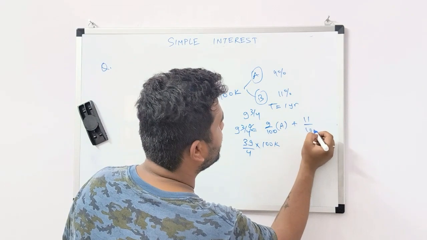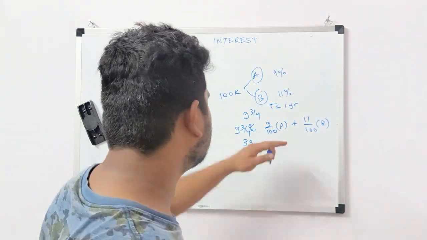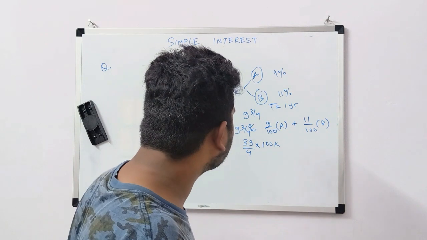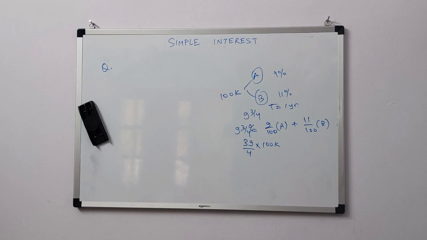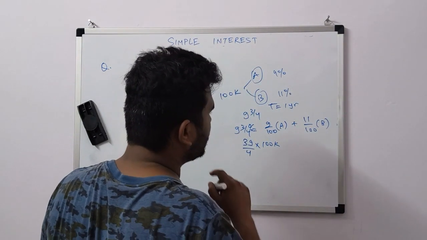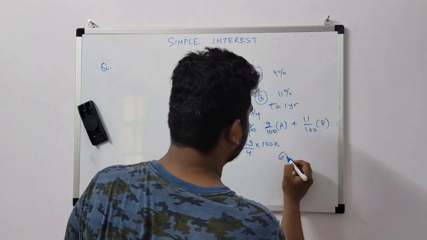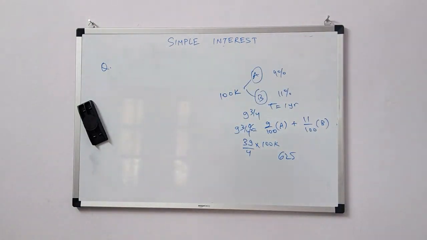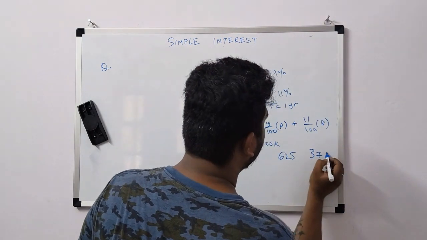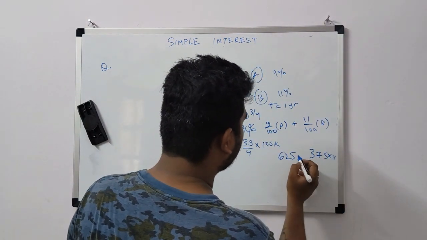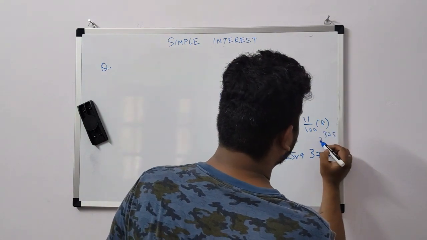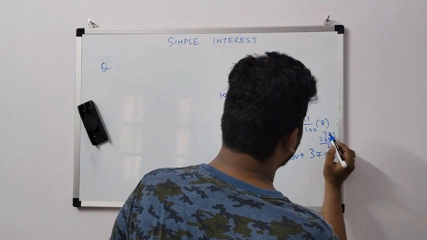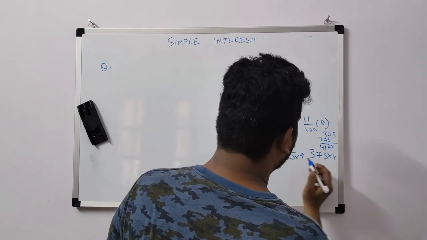Let's see. 11 upon 100 and do B. This I need to solve. So of course I'll look at the options and try to see whatever fits. If you look at the options, 62,500, 37,500. Let's put these values: 62,500, 37,500. 100 will get cancelled into 11 into 9. So 375 into 11, 375.